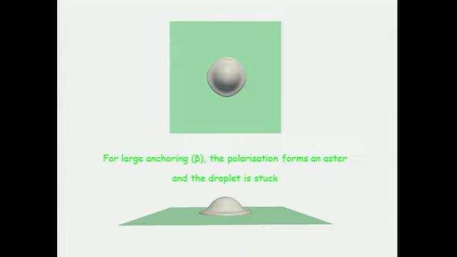So let's see what happens. If beta is very large, then the polarization forms an aster, and the droplet forms this fried egg shape, which is actually found in many cells. For instance, a static keratocyte would be very similar, where the droplet is static and doesn't know where to go. So you form your lamellipodium in all directions, if you want.